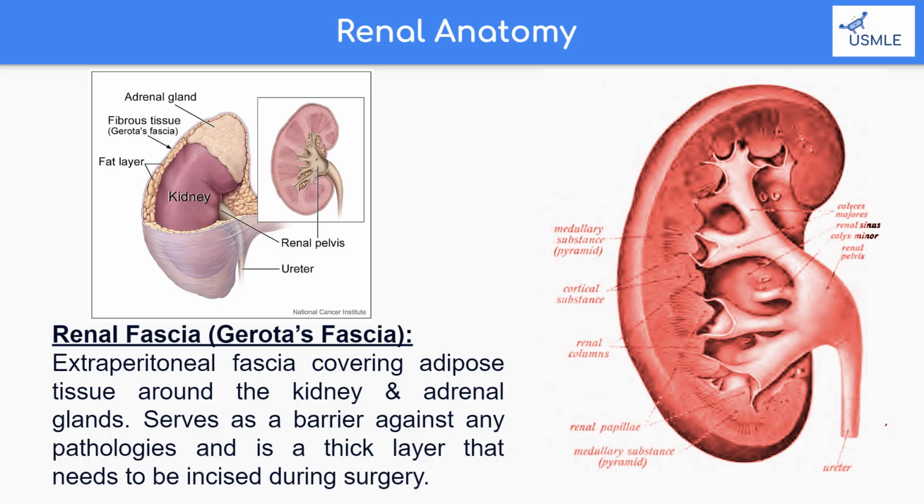Starting from the kidneys, we know that these are bean-shaped organs present in the back of the abdomen in the retroperitoneum. They are covered by renal fascia to give covering and protection. This may serve as a barrier against any pathologies and is a thick layer that needs to be incised during surgery. It is also called Gerota's fascia.